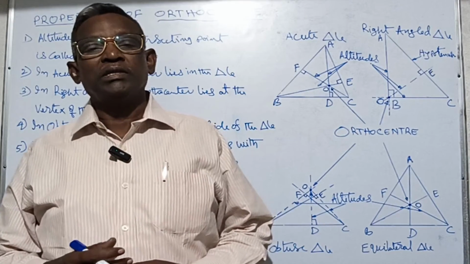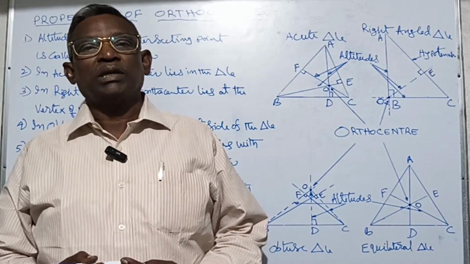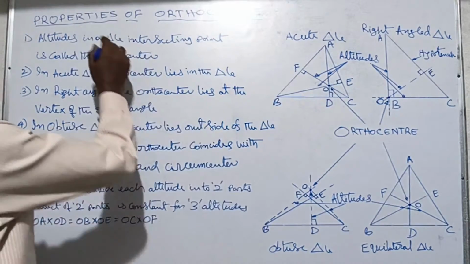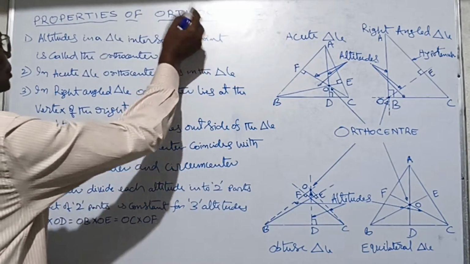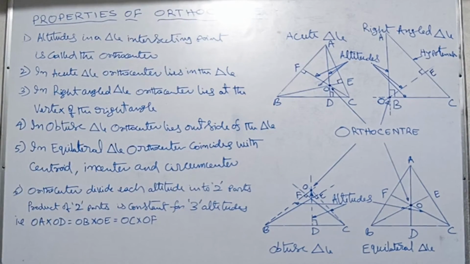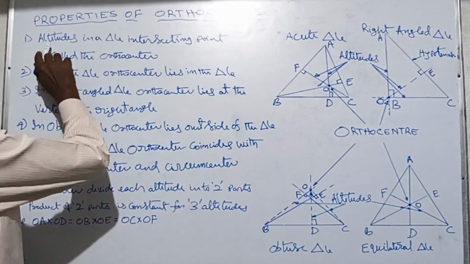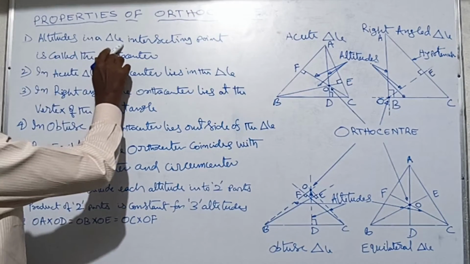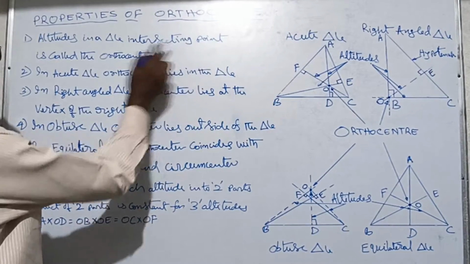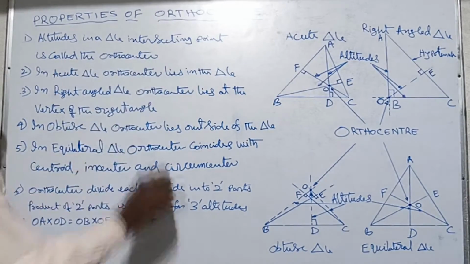Today our topic is properties of orthocenter in a triangle. Properties of orthocenter. First, what is meant by orthocenter? Altitudes in a triangle intersecting point is called the orthocenter.